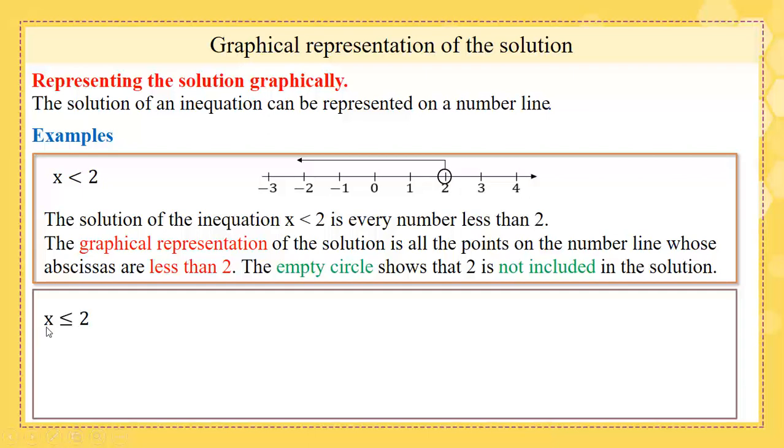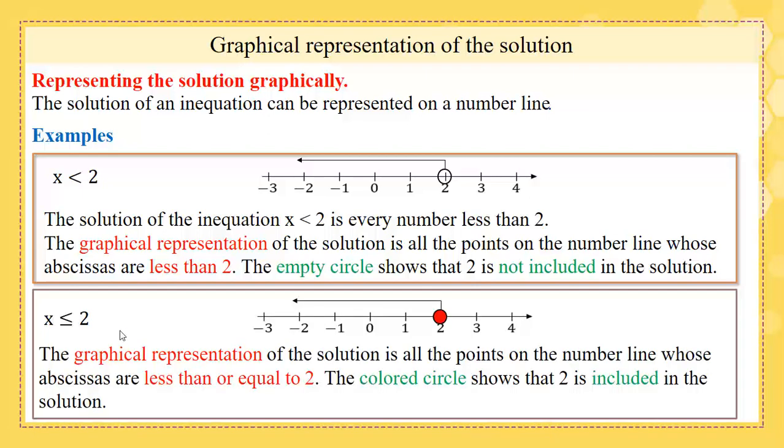If x is smaller than or equal to 2, the set of solutions of x is all the numbers that are smaller than 2 and including 2 at the same time. We draw a number line, we locate the point 2, the solution is to the left of 2, so we draw an arrow to the left. Since 2 is included in the solution, we draw a colored circle around the number 2.